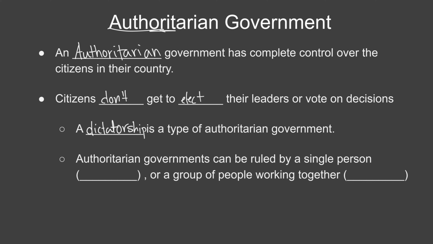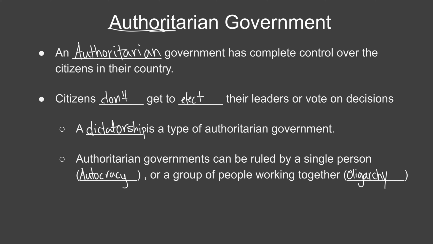And then there's a couple different ways you can organize an authoritarian government. So an authoritarian government can be ruled by a single person. This would be called an autocracy. Or an authoritarian government can be ruled by a group of people working together, and we would call this an oligarchy. So authoritarian governments would look a lot like an absolute monarchy, except they're not ruled by a king or a queen. And typically the only way you can overthrow an authoritarian government is by force.